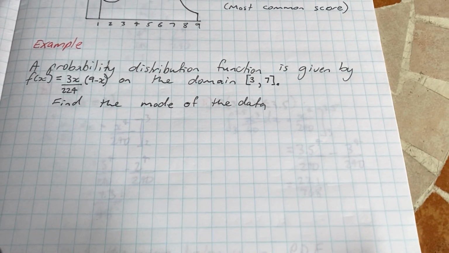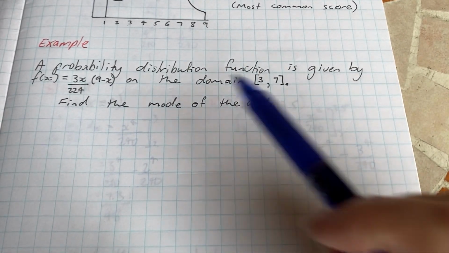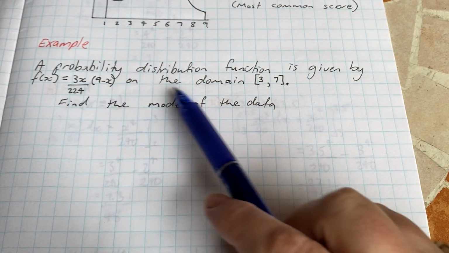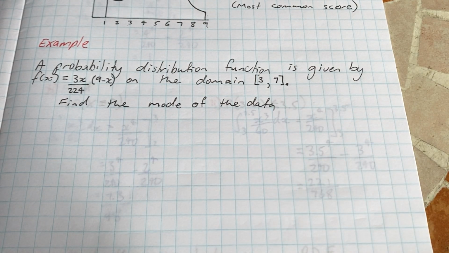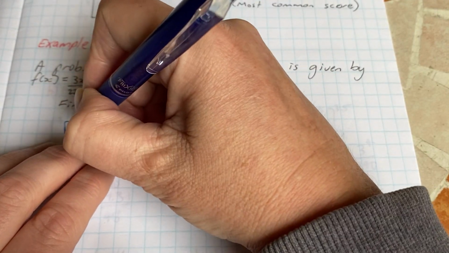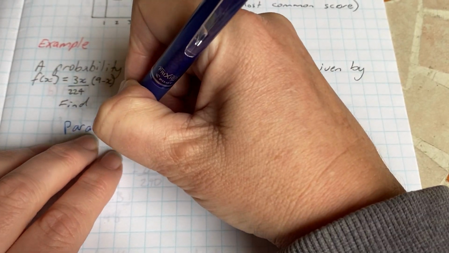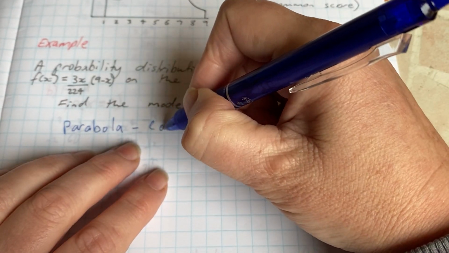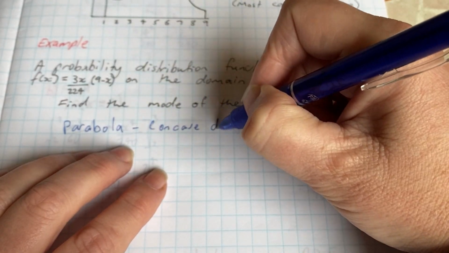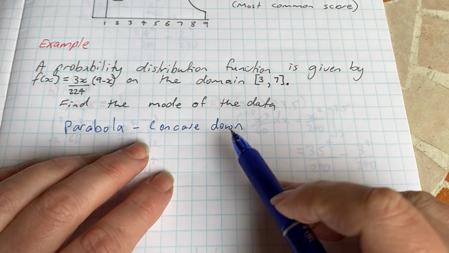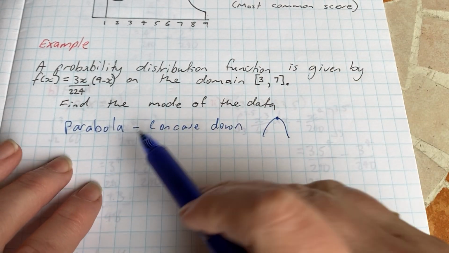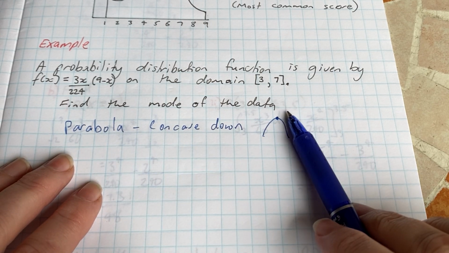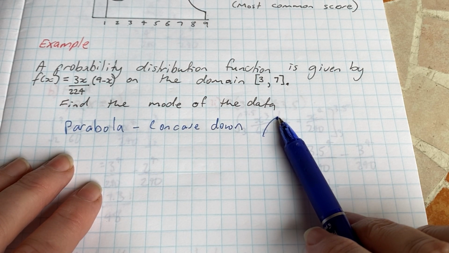So here's an example. A probability distribution function is given by this equation here on the domain from 3 to 7. Find the mode of the data. So first of all, to note, it is a parabola. It is concave down. So because of that, it does have a maximum. I think in this case that's enough of a proof that it is a maximum and not a minimum.